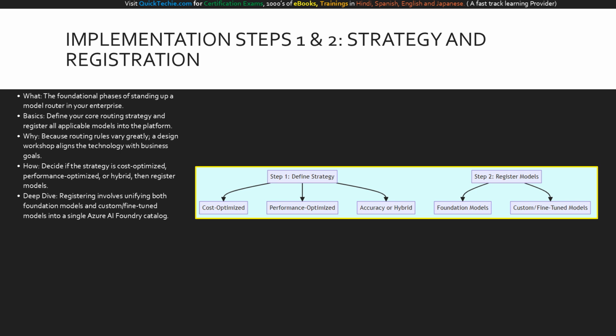Because solution architects should conduct a routing rule design workshop to identify these business tasks, as rules vary greatly between organizations. How do we move forward? Once the strategy is set, step 2 is to register your models.